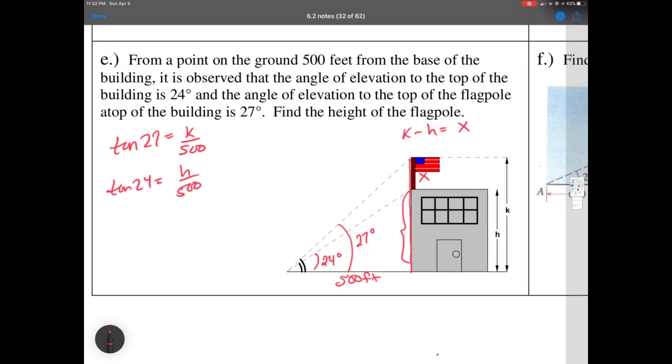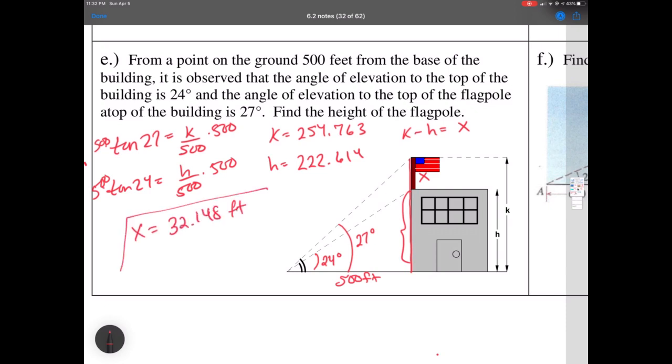So we're solving for two of those. Multiply 500 on both sides. So 500 tangent of 27, K equals 254.763, and 500 tangent of 24, H equals 222.614. If I subtract those two, I get x equals 32.148 feet, and that's the height of my flagpole.